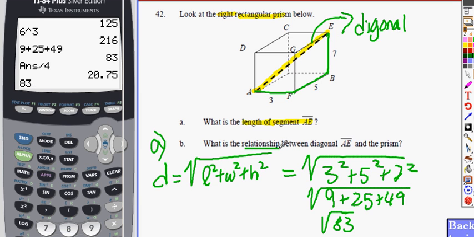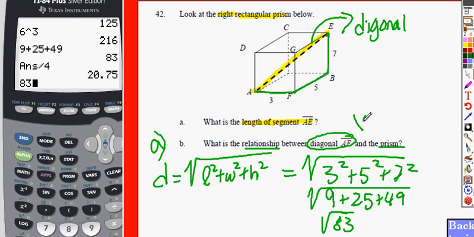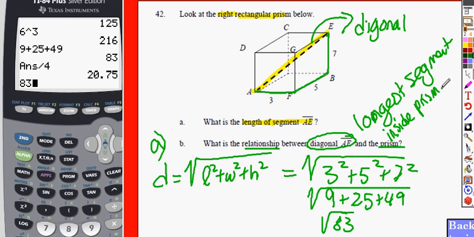What's the relationship between the diagonal and the prism? This is a really weird way of asking it, but basically they're just saying, what do you know about AE? And AE is specifically the longest segment that can fit inside the prism. I kind of like to think of it like the straw in the juice box. It's the longest it could possibly be.